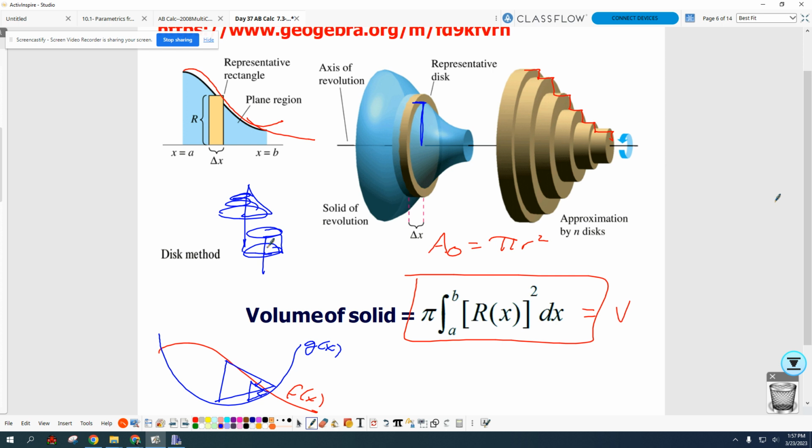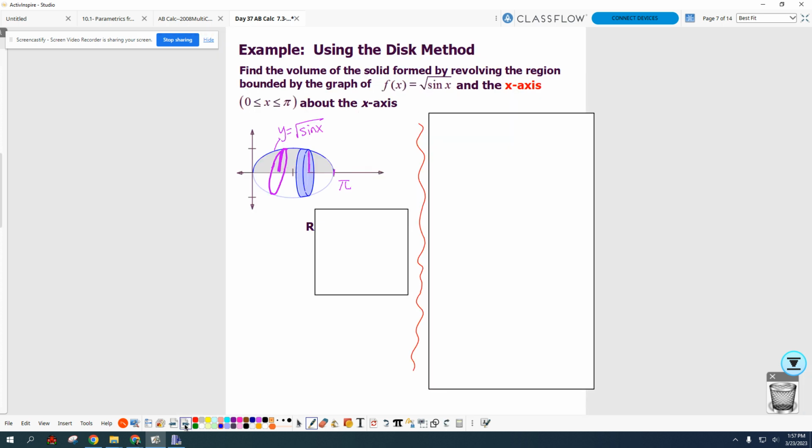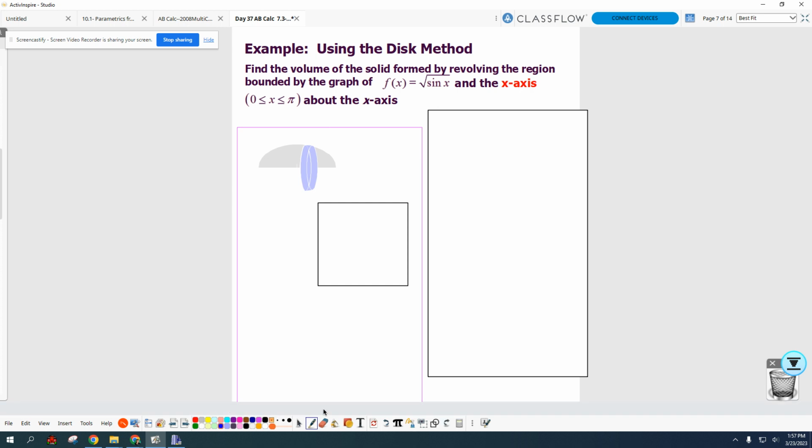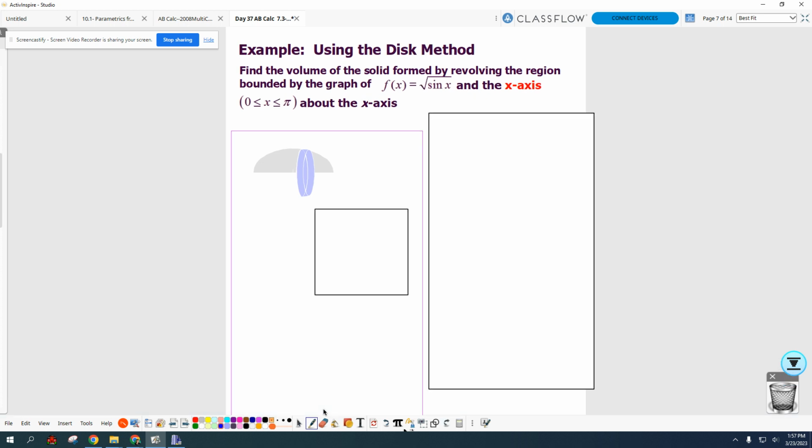It's going to be a rocket. All right, let's look at some problems. Wait, so what exactly is R(x)? It's the equation of the curve that defines the outline of the shape. So, this question here.